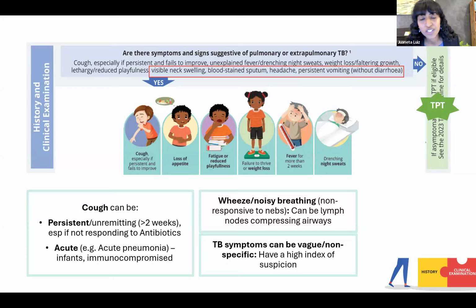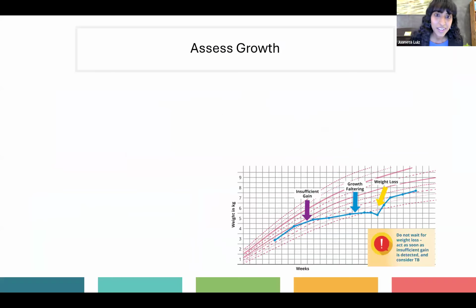And Prof. Rabie mentioned, please, to give TPT to the children that are asymptomatic. We don't want to take them through the algorithm, realize that they're asymptomatic, and then leave them without prevention. It's really important that they go home with something at the end of this if there's a TB exposure.